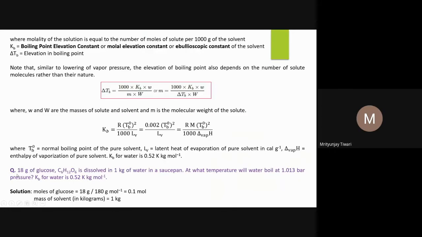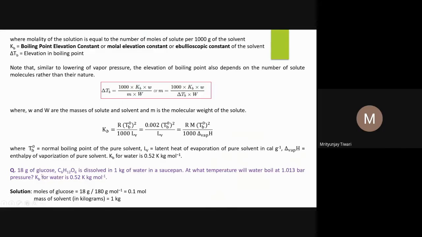Now let us look at this question. 0.18 gram of glucose, its molecular formula is C6H12O6, is dissolved in 1 kilogram of water in a saucepan. At what temperature will water boil at 1.013 bar pressure? This is the atmospheric pressure. And what is asked? It is asked at what temperature the solution will boil. So Kb for water is 0.5 Kelvin kilogram per mole. So let us look into this problem.